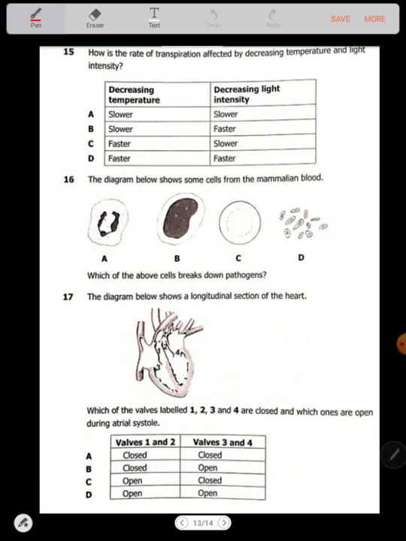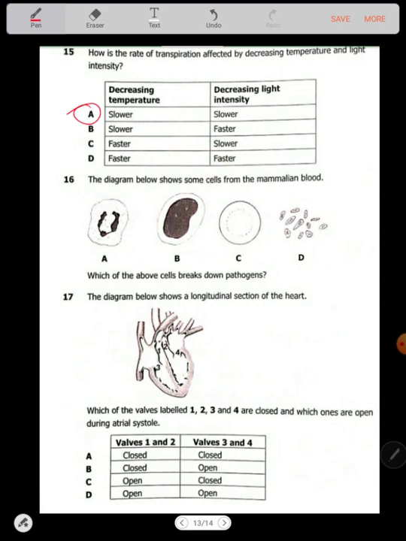How is the rate of transpiration affected by decreasing temperature and light intensity? Now, when you decrease the temperature and you also decrease light intensity, the rate of transpiration is low. So it's slower at both disadvantages.